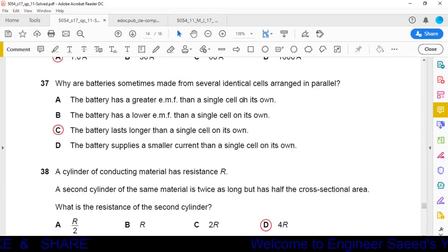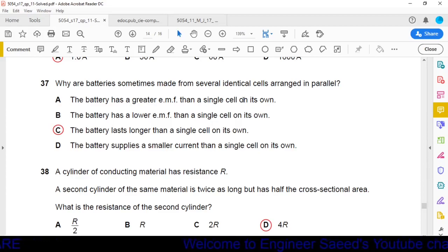Question number 37. Why are batteries sometimes made from several identical cells arranged in parallel? Option A. The battery has a greater EMF than a single cell on its own. No, it cannot be, because in parallel the voltage or EMF remains the same.